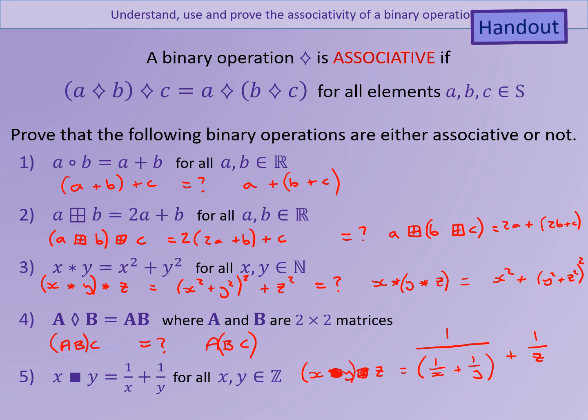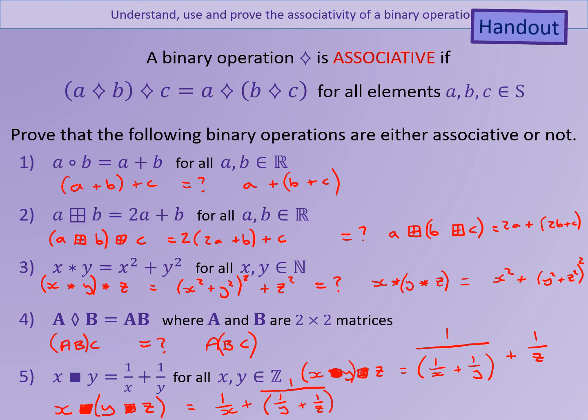We want to know, would this be the same as calculating the other way around? So this would be X operation Y operation Z with the brackets around the Y and the Z. So this would give us 1 over Y plus 1 over Z as the brackets. We would then do 1 over X plus 1 over the answer from there. We want to know, are they the same thing?